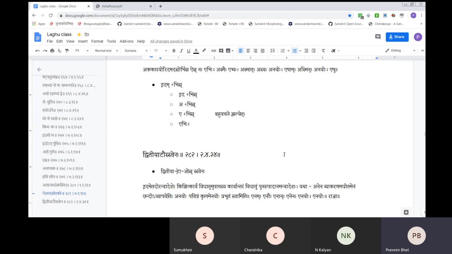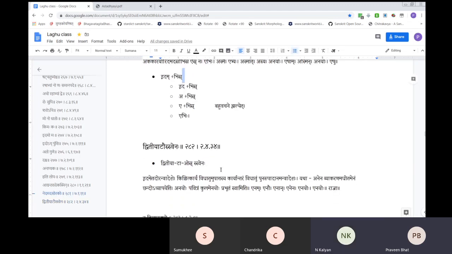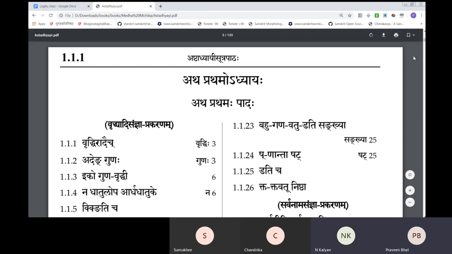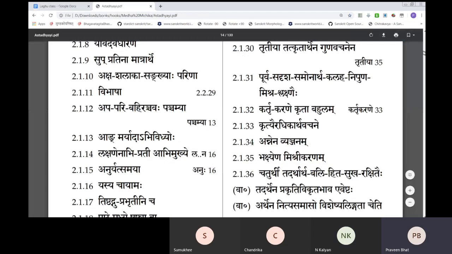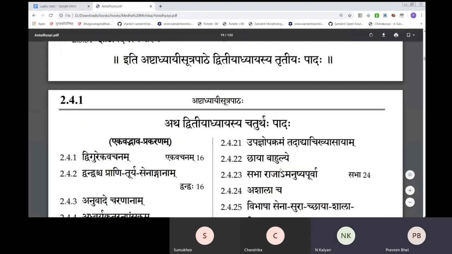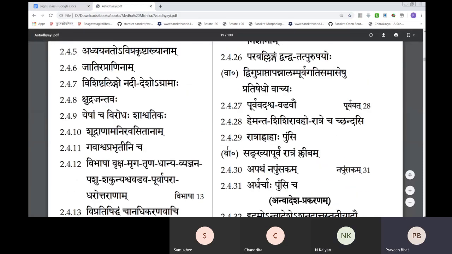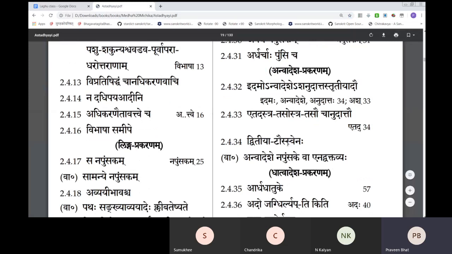And then see, actually I have not seen the anuvritti, right? Ashtadhyayi, what is the sutra here? This we already have. So 2434. So in 2434, you see this here.